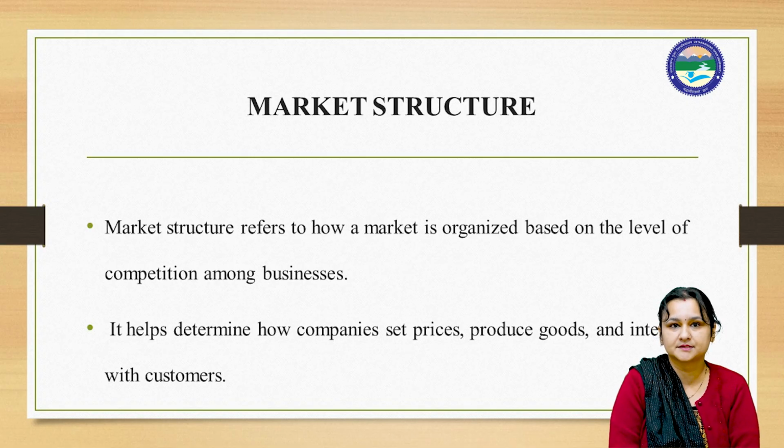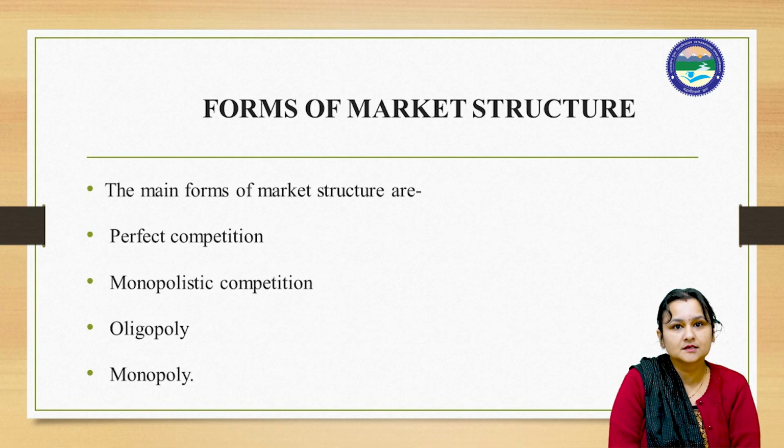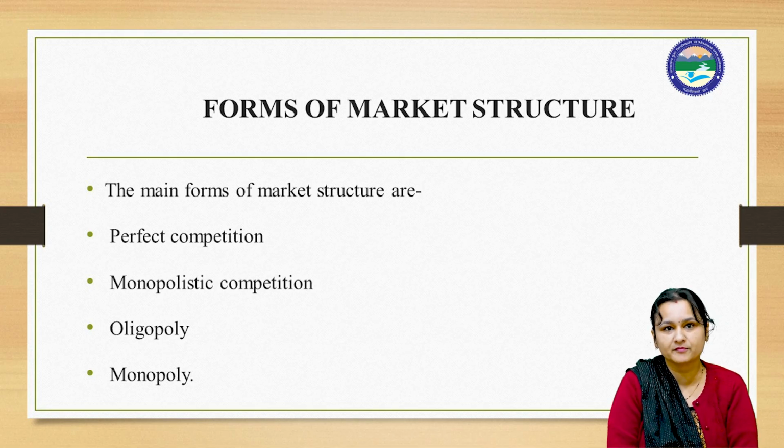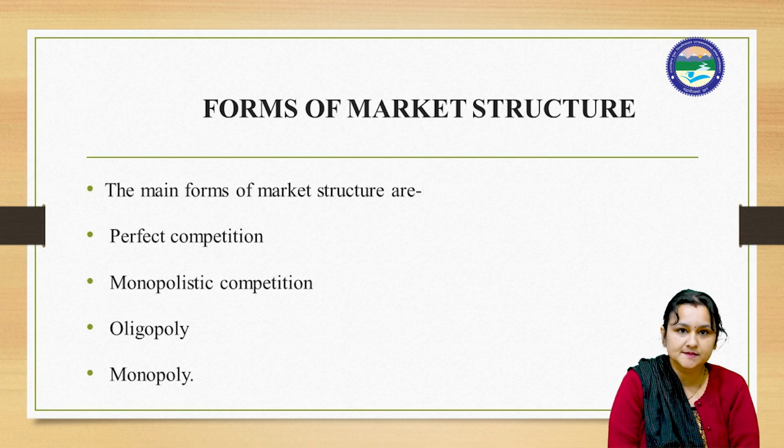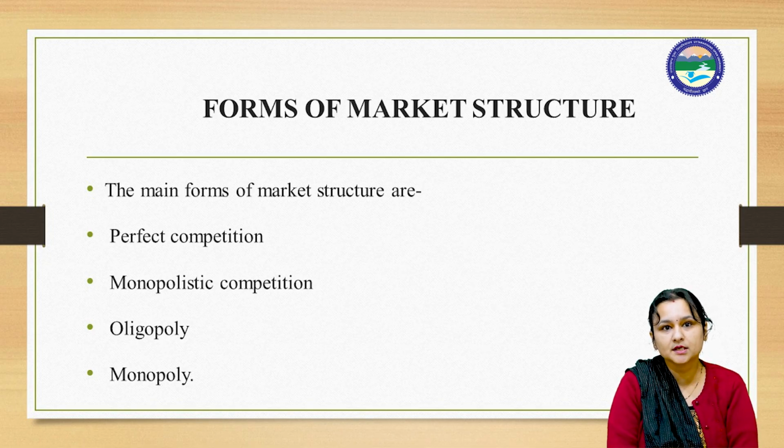Now we will learn what are the components of market structure, meaning what are the forms of market structure. The forms of market structure are categorized into four parts. First one is perfect competition, second is monopolistic competition, third is oligopoly and fourth one is monopoly. One by one we will learn about these four market structures.